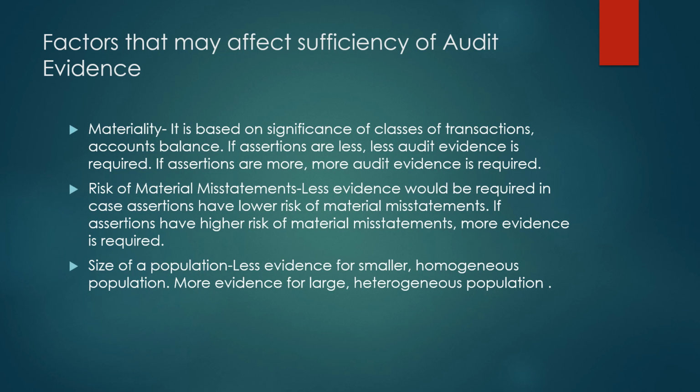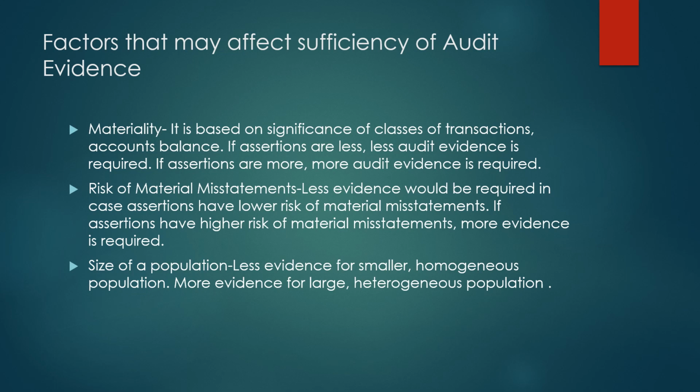Factors that may affect sufficiency of audit evidence obtained. The first one is materiality. It is based on significance of classes of transactions, account balances. If assertions are less material, less audit evidence is required. If assertions are more material, more audit evidence would be required.